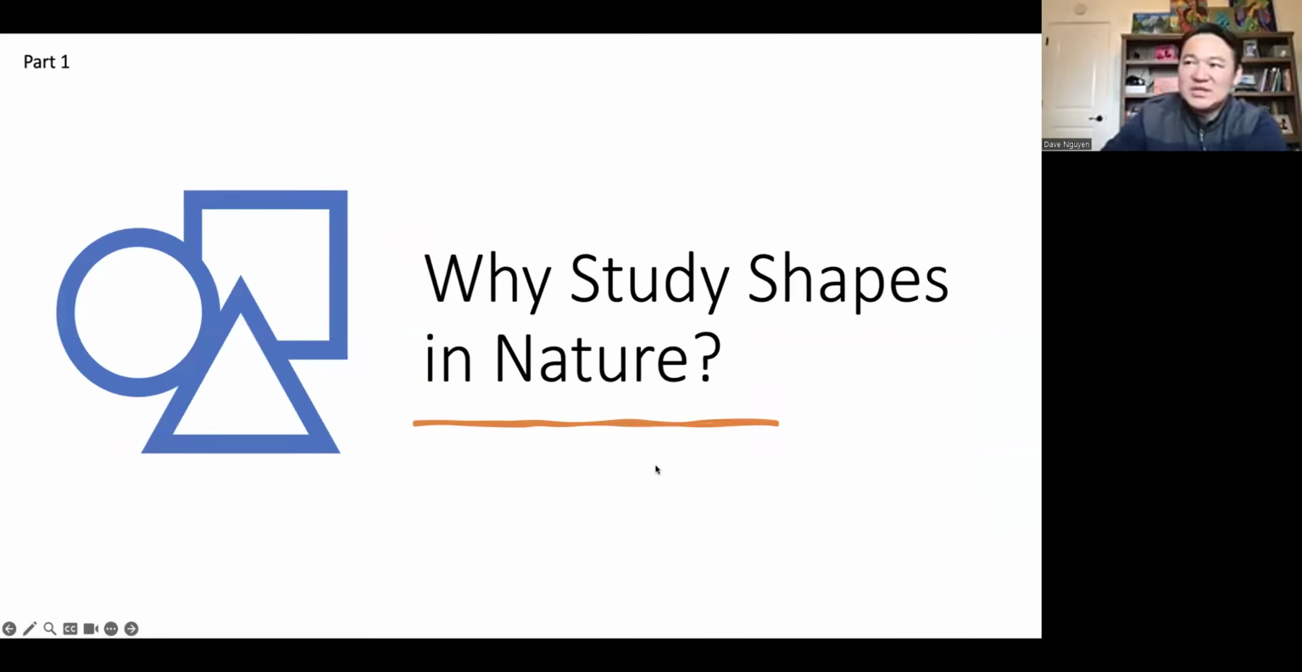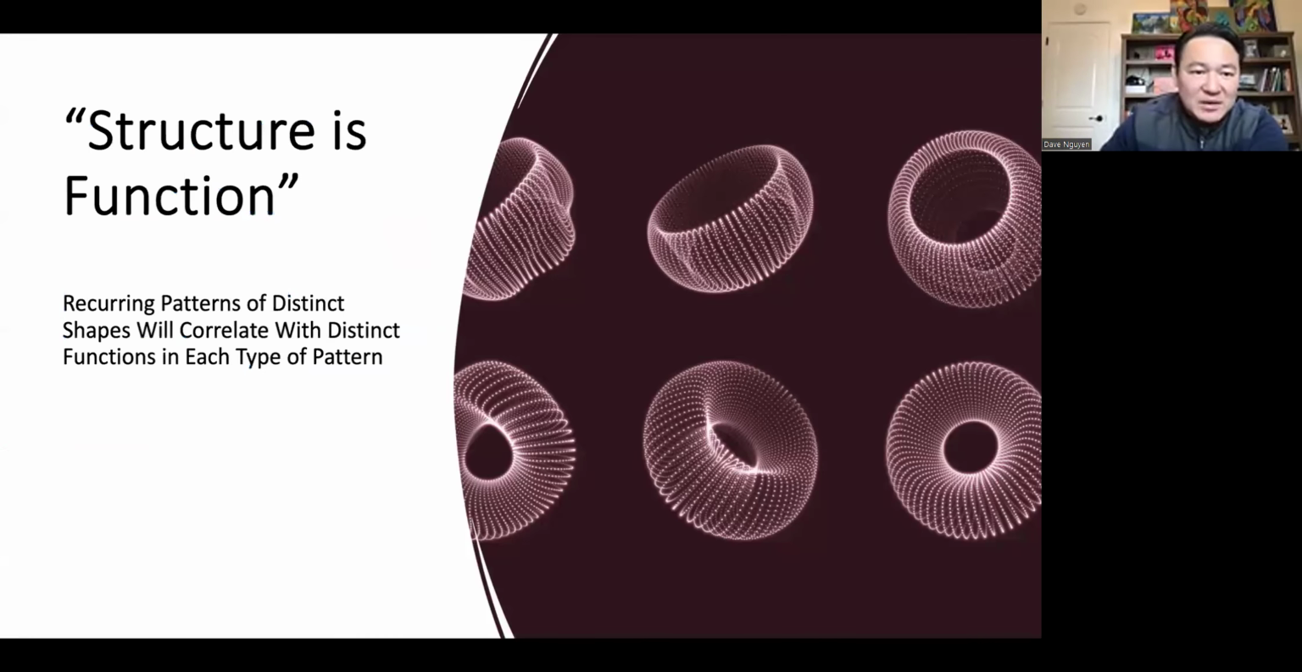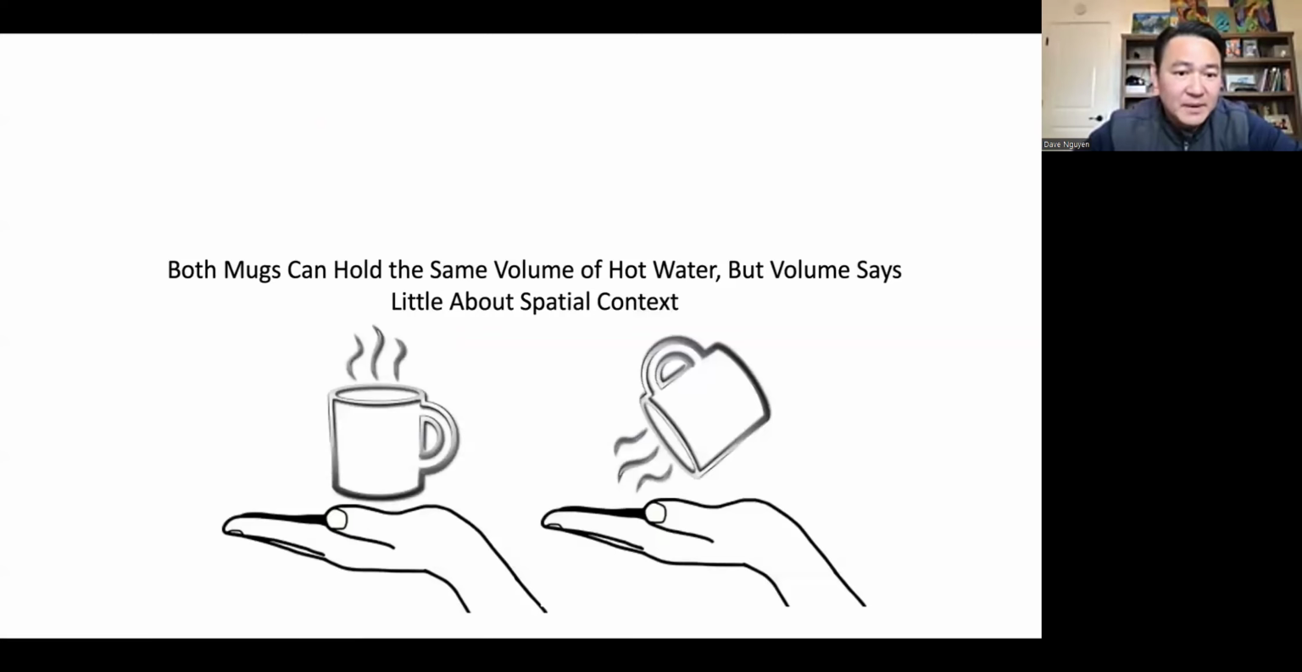So first, why do we study shapes in nature? Well, in biochemistry, there's a phrase, or a mantra, that goes, structure is function. That is, if you find recurring patterns of structure, then you're likely to find distinct functions with each pattern. And this mantra turns out to be true not just in biochemistry, but throughout all scales of biology. And here's an example of how our traditional metrics, such as area, volume, perimeter, etc., are useful, but also highly uninformative in very important cases.